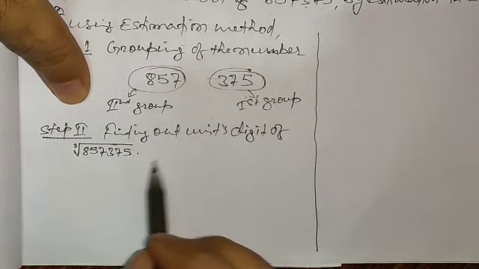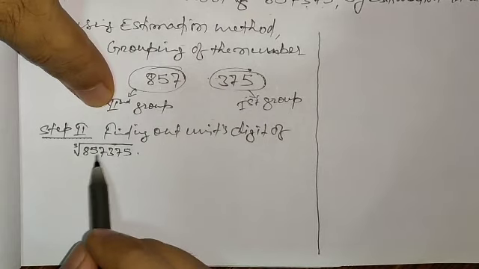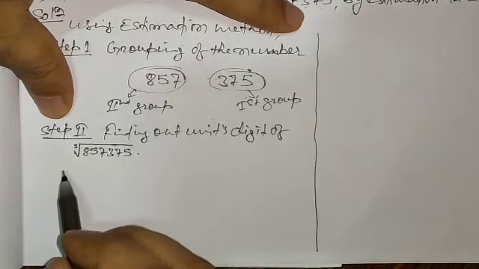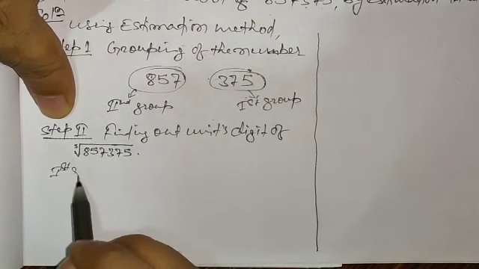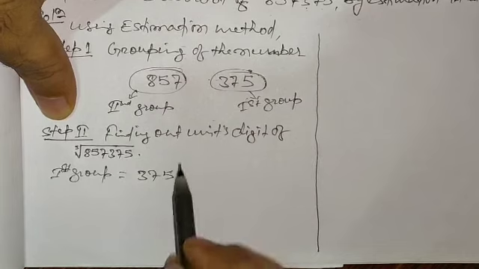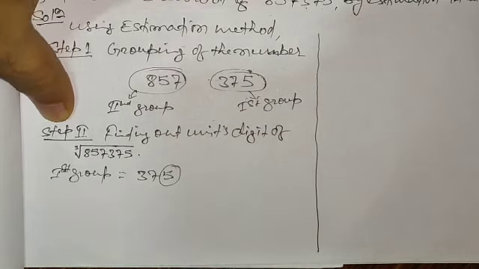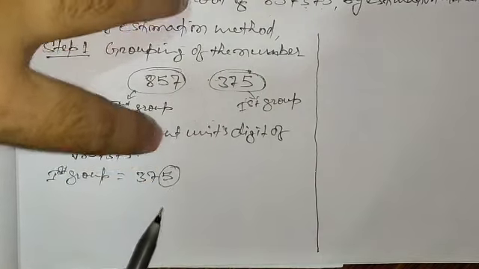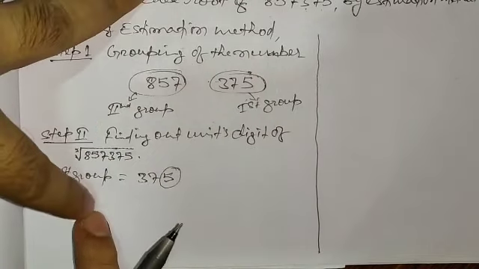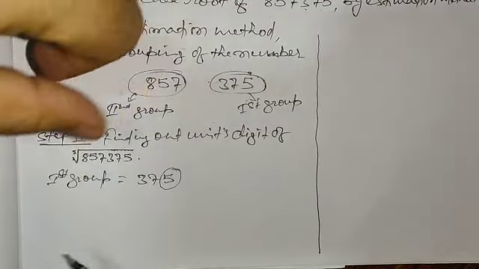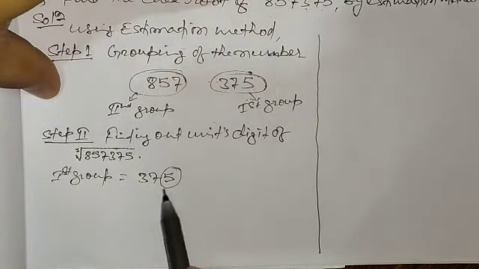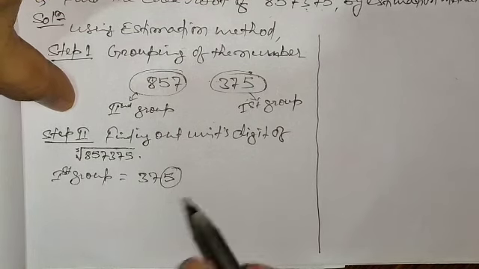Okay, so you see the number is 857,375. As we can see, the first group number is 375. So I'm just encircling this units place value. We are going to find out from the cubes of the numbers from 1 to 9 which number's cube gives this 5. So obviously 5: when we do the cube of 5, we are going to get the units place number as 5 only. So this is the key concept.